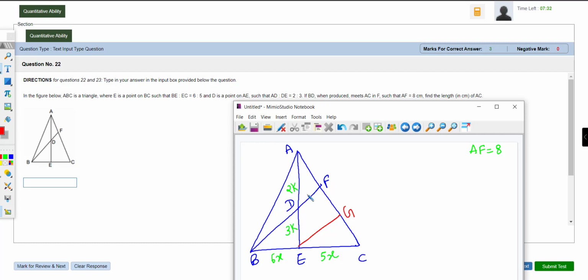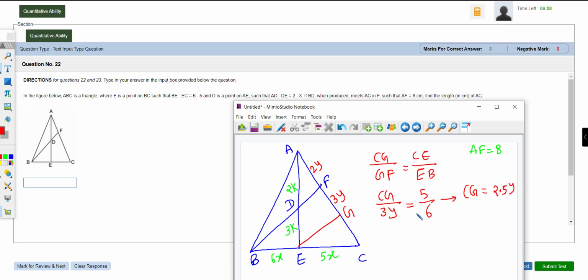So if this is 2:3, this has to be 2:3 also. Let's take this as 2y and this as 3y. Along with this we can see that CG divided by GF is going to be CE divided by EB. So CG divided by 3y is equal to 5x divided by 6x, that is 5 by 6. If we solve this further, CG becomes 2.5y. So now the whole length AC becomes 2y plus 3y plus 2.5y, that is equal to 7.5y.